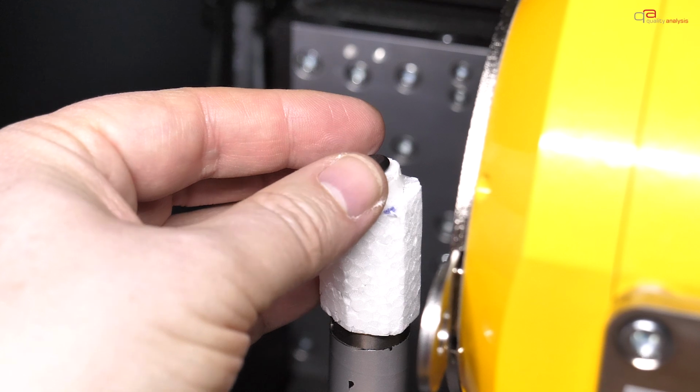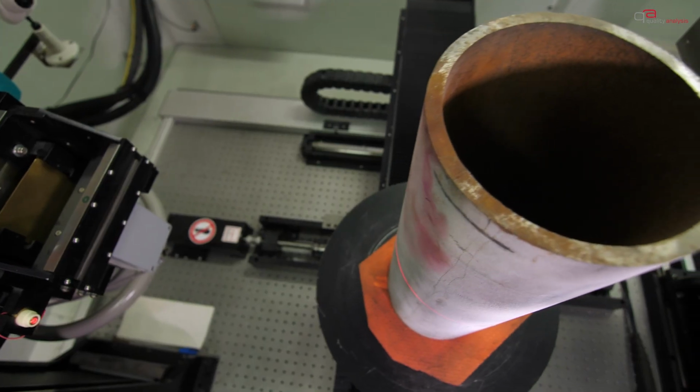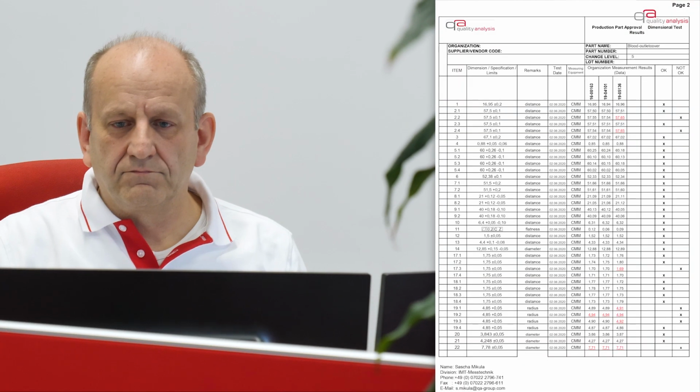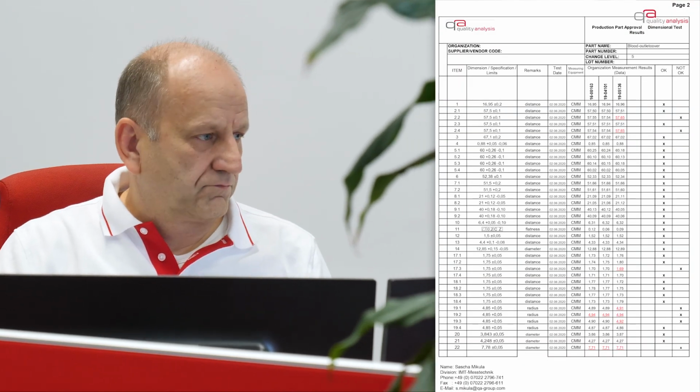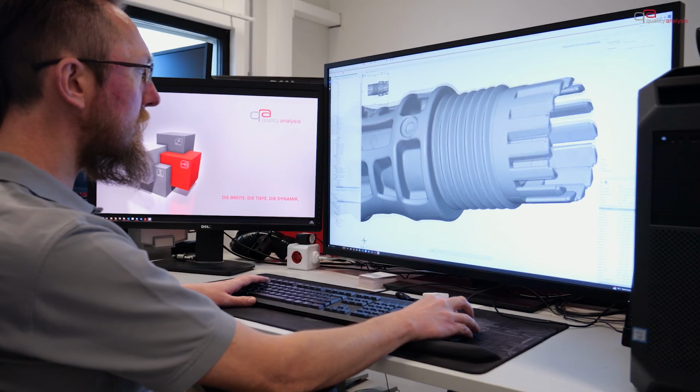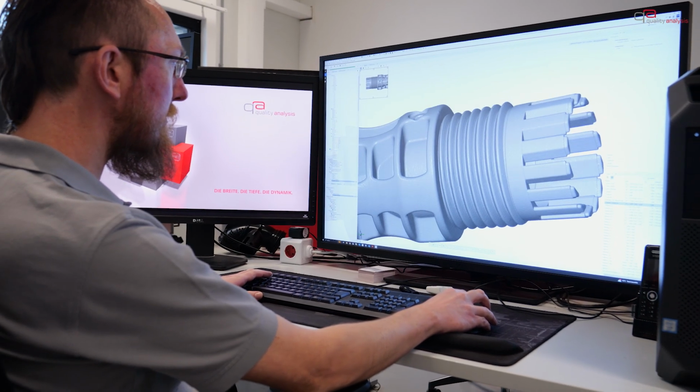Our measuring spectrum ranges from the smallest components to items of up to 3 meters. The results of the dimensional inspection are recorded in a measurement report and evaluated as per the tolerance requirements of ISO 1101. In this way, we ensure the quality and conformity of the components.